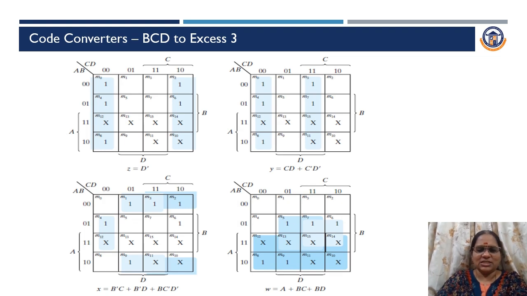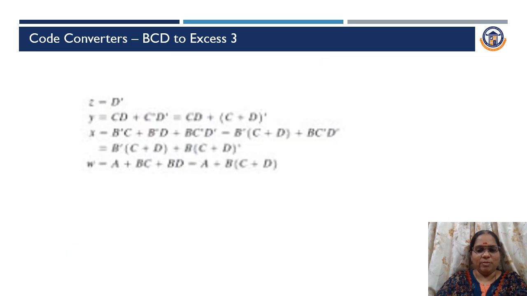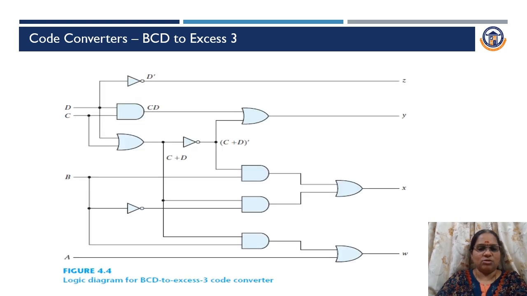By simplifying this K-map, we get an expression for all the output variables. W is A plus B into C plus D. Then X has this expression, and Y has its expression, and Z is equal to D bar. Once you have the expression, it is very easy to implement using a combinational logic circuit. This circuit is one which converts a given ABCD, which is here a BCD code, to an XS3 code.